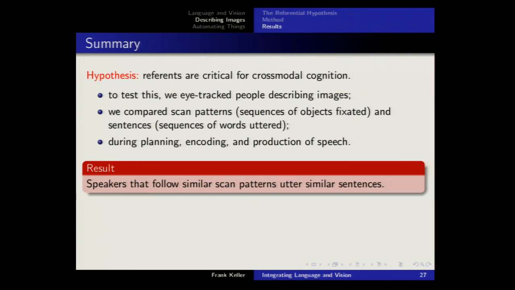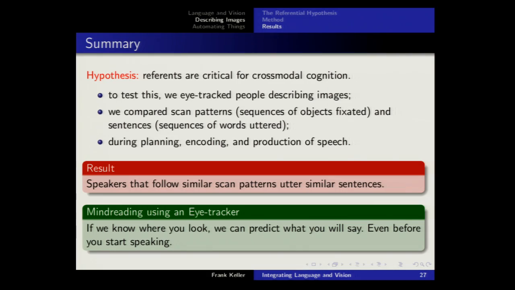Remember, our hypothesis was references are critical for cross-modal integration. We put people in an eye tracker when they described images to test this hypothesis. We compared scan patterns, sequences of objects fixated, and sentences, sequences of words uttered. And during planning, encoding, and production, we found that when people follow similar scan patterns, they also utter similar sentences. Okay, so that's the good news.